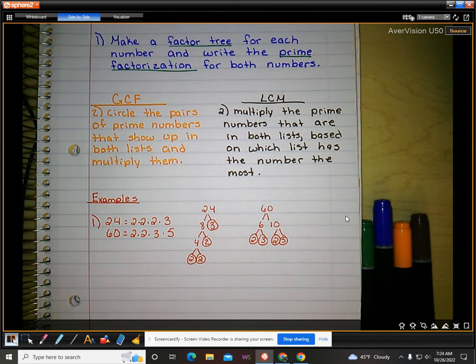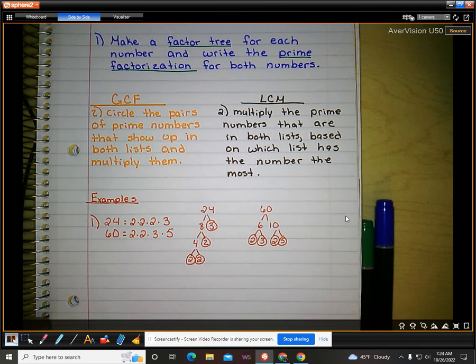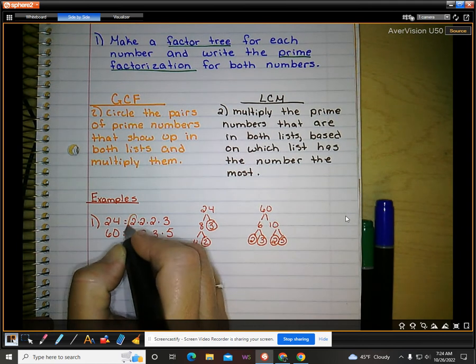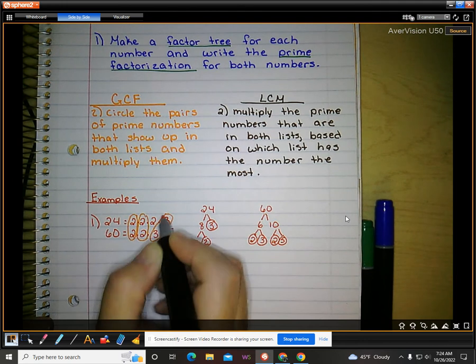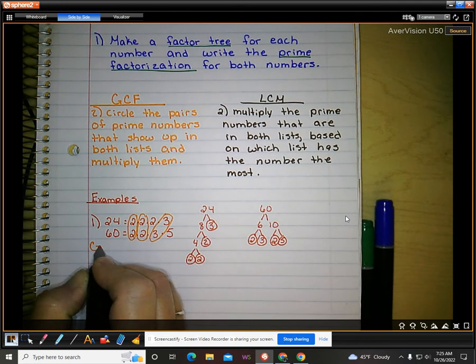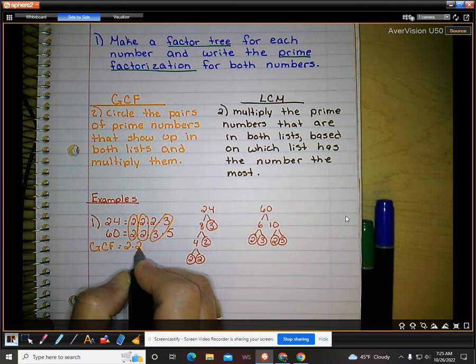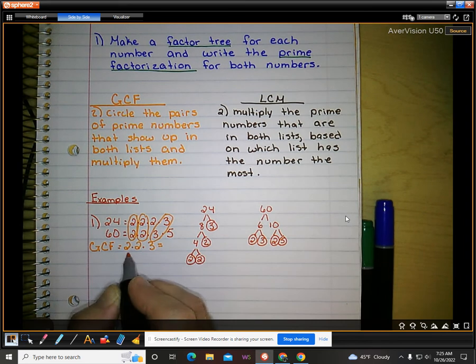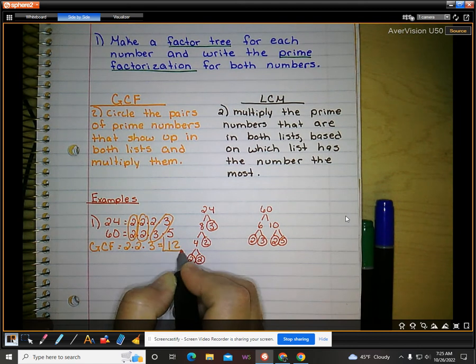Okay. Then you can use that same list for both greatest common factor and least common multiple. So greatest common factor, we're looking for pairs. So we've got this pair of 2, this pair of 2, and a pair of 3. So to find greatest common factor, we would take 2 times 2 times 3. 2 times 2 would give you 4. 4 times 3 would give you 12. So your greatest common factor would be 12.